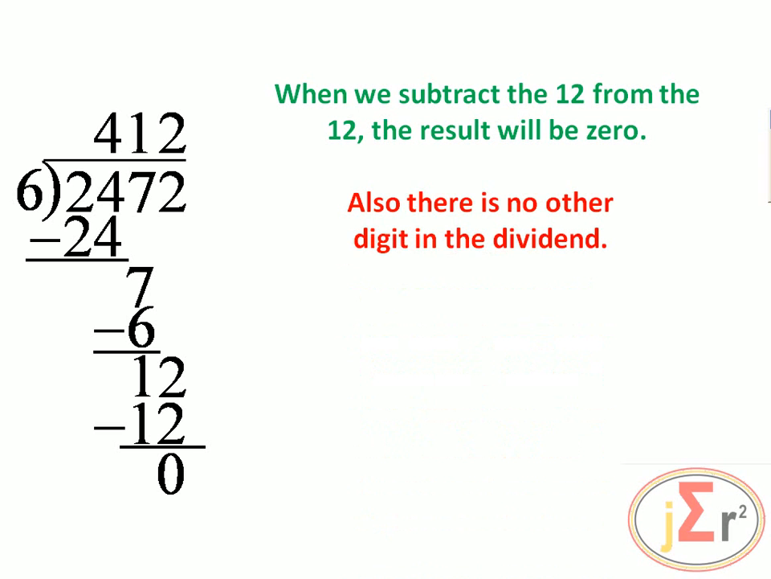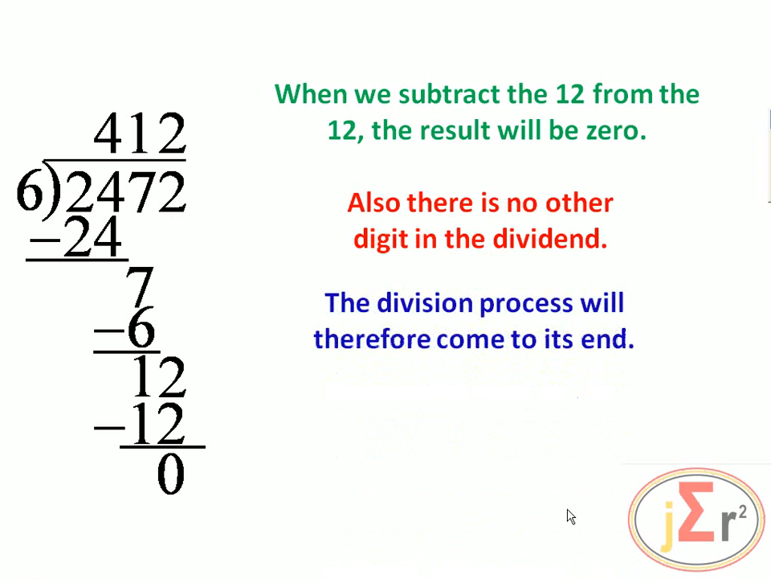Also, there is no other digit in the dividend. We have used up all of the numbers that we have here. The division process will therefore come to its end. The quotient, which is the answer, will therefore be 412. And that was represented on the previous slide by which option, if you can remember, Jerry? Option D. Right, you're on your game.